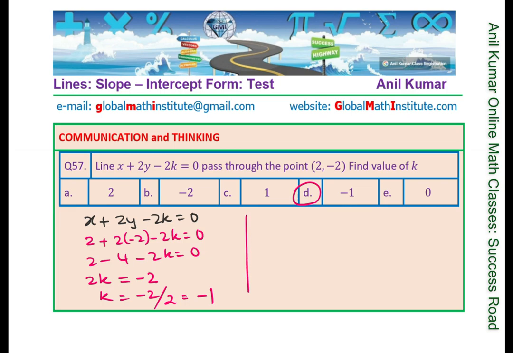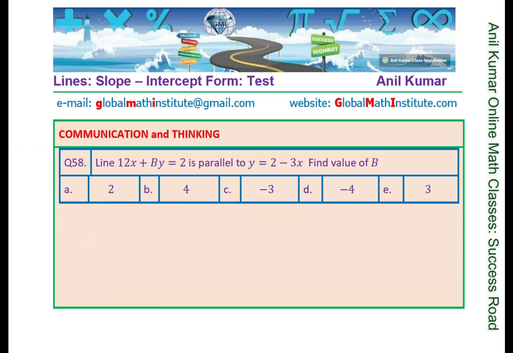Well, you can also check the result, right? There's no harm. Check the result. If I substitute k as minus 1 and the point is (2, minus 2), what do I get? We get 2 plus 2 times minus 2 and the value of k as minus 1. Let's calculate. We get 2 minus 4, and here we have plus 2, right? And that indeed is 0. So that is the correct answer. Perfect. So you could also substitute the values and check your result.